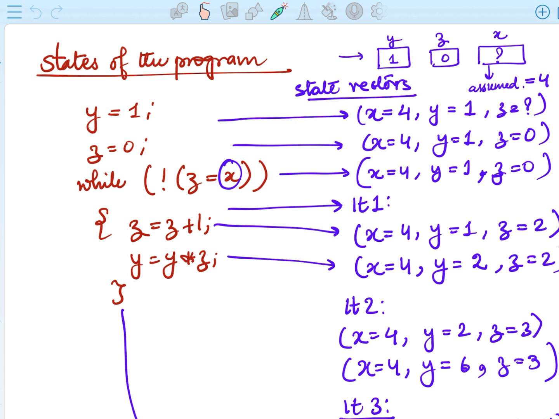Now at the first command, which is y equals 1, here what we see is x equals 4, y equals 1, and right now we don't know what z is. Then when we come to z equals 0, x equals 4, y equals 1. Now we know the value of z is 0. On the step where the loop is written, we know that x equals 4, y equals 1 and z equals 0.